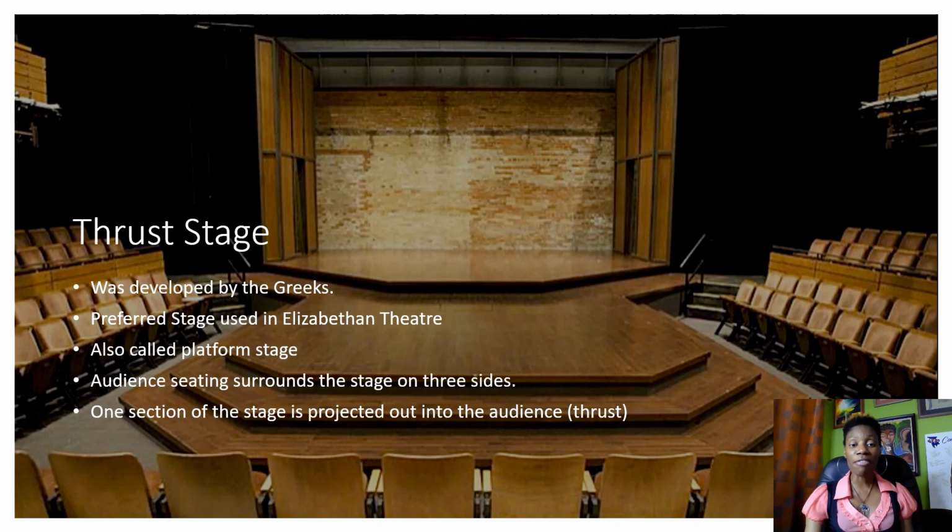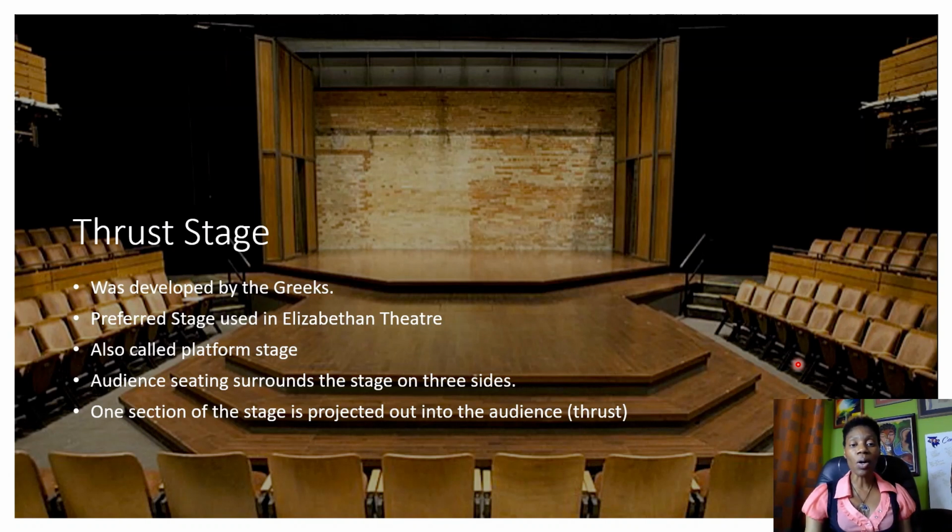Now, the main feature of the thrust stage is that the seating for the audience is around 3 sides of the stage. So if you again look at the image here, the audience sits on this side, the audience sits on this side, and the audience is also sitting on this side. So the 3 areas surrounding the stage are where the audience will be sitting.